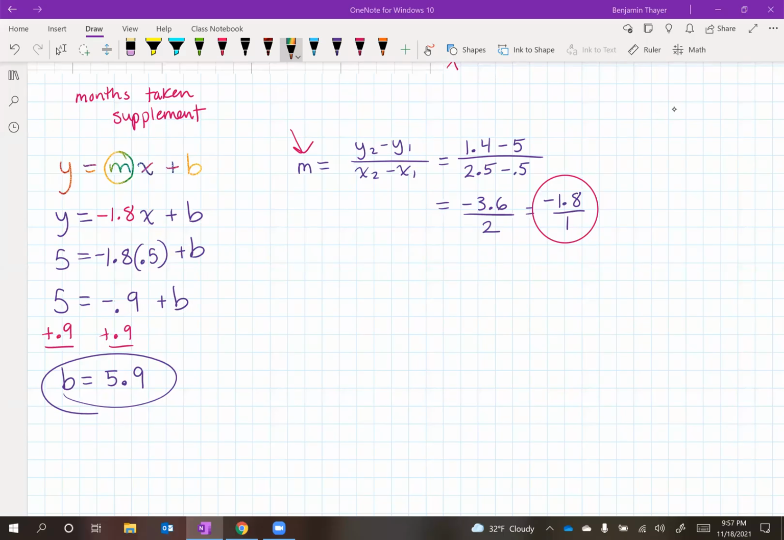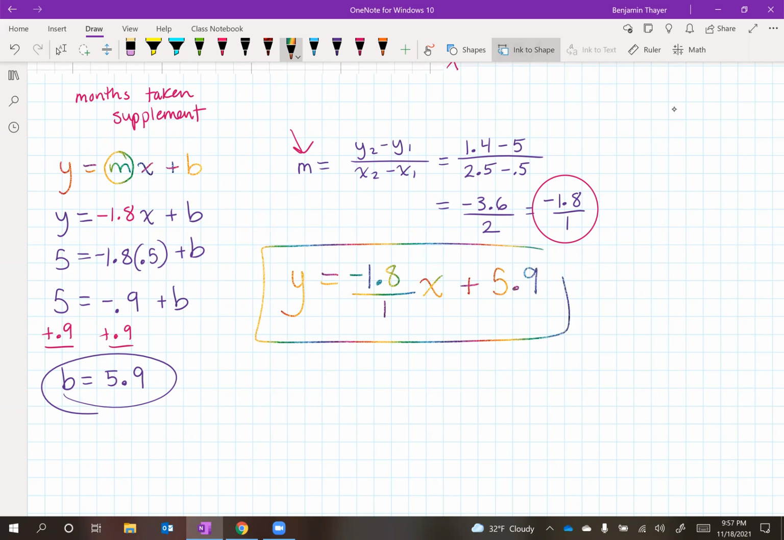Okay, I found my y-intercept after plugging in the slope, an x and a y value. I got 5.9 for mine. So that means my equation for the line of best fit by hand is negative 1.8 over 1 times x plus 5.9. Great. So box that. We're going to use that later.